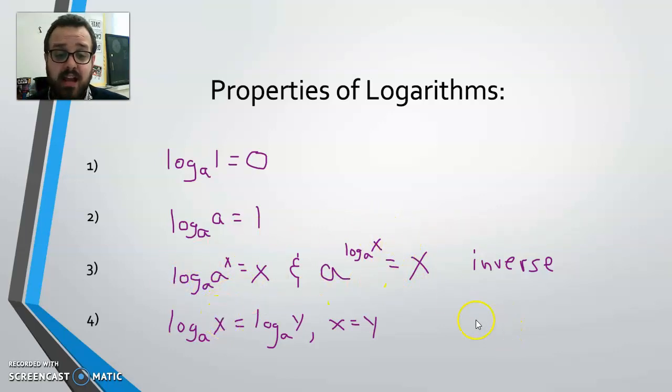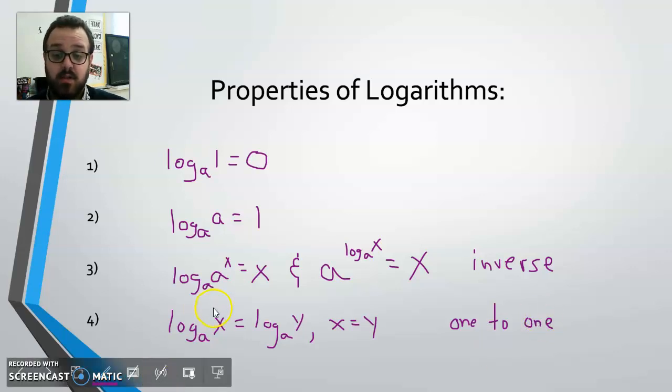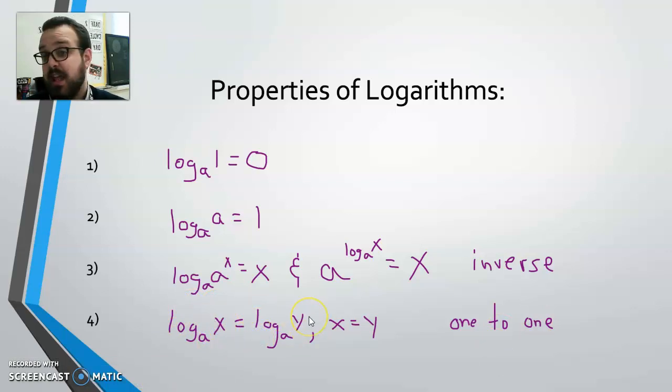So the fact that they're inverses, that's telling me about this one right here. The last one is actually our one-to-one property that we talked about with exponentials as well. If we see that the bases of our logarithms are the same and they're equal to each other, then we know that the insides have to also be equal to each other, right? Kind of makes sense. If the logs are equal to each other and they have the same base, those insides have to be the same, otherwise it wouldn't really work, okay?